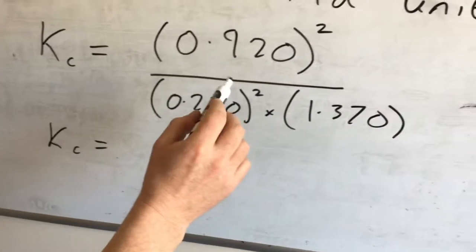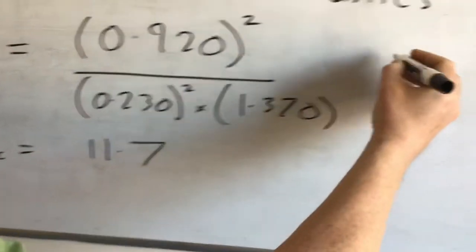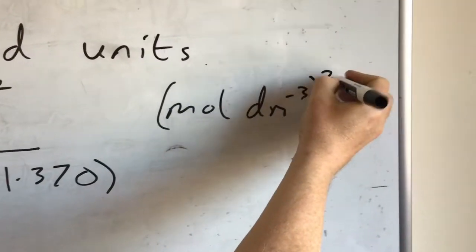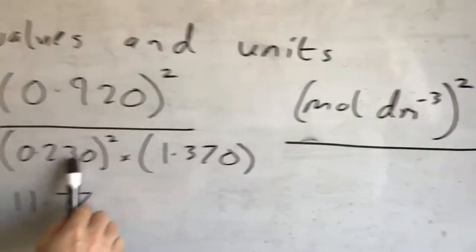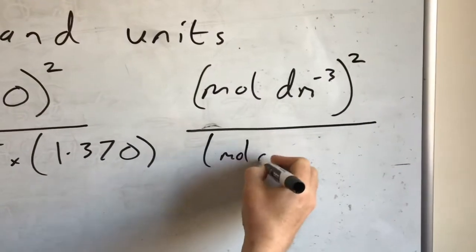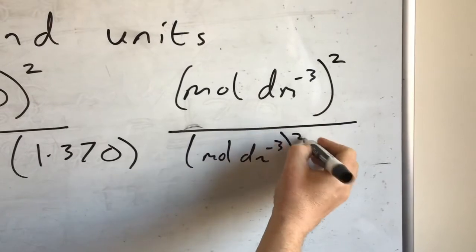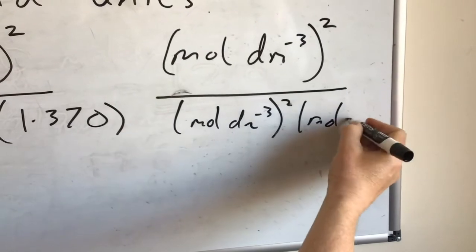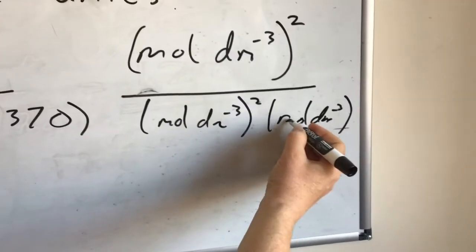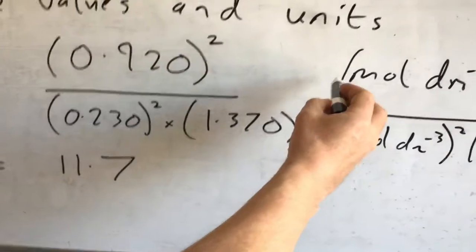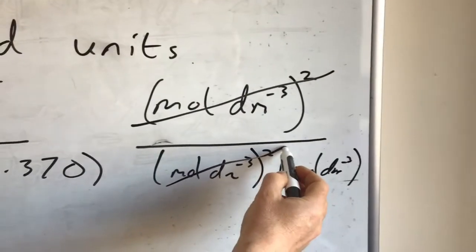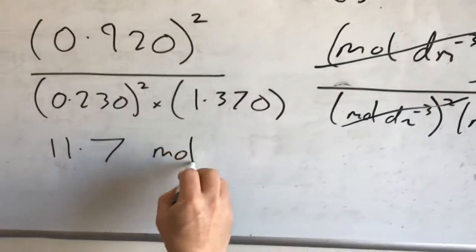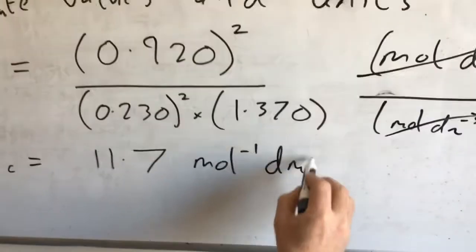Now units. This is moles decimetres to the minus 3 squared, divided by moles decimetres to the minus 3 squared. Ooh, they're going to cancel out. Very useful. Moles decimetres to the minus 3 from the oxygen. So if these 2 cancel out, this becomes 1 divided by moles dm to the minus 3, or mole to the minus 1 dm to the 3.